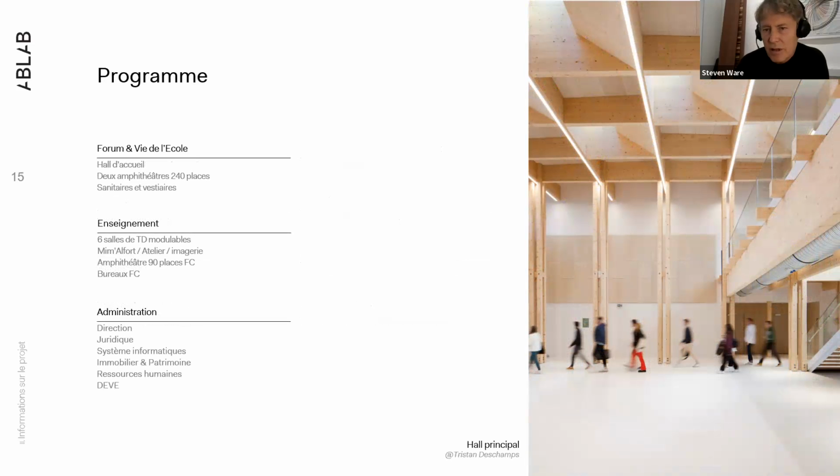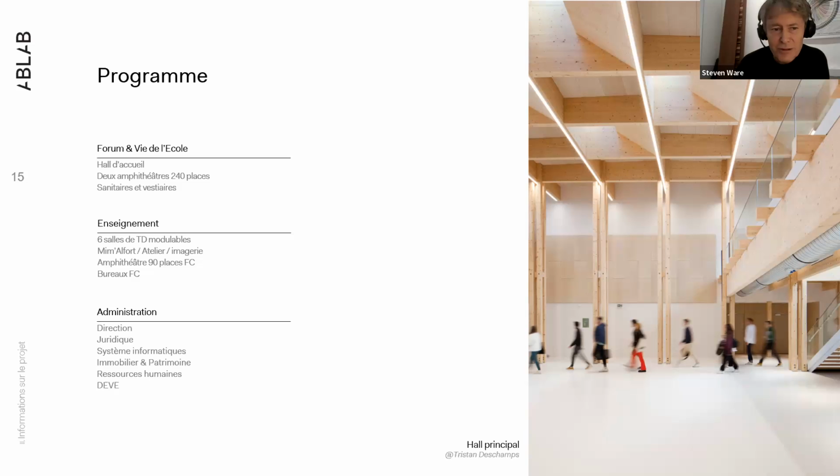This is the program. Three basic elements to the brief. There's what they call the forum and the life of the school. These are the amphitheaters. This is where people come to get together and to talk and to exchange. Then there are the pure teaching modules. You'll see a couple of photos of those later. And then there's the administration. So the staff was also looking for a new home with offices which were up to today's standards.